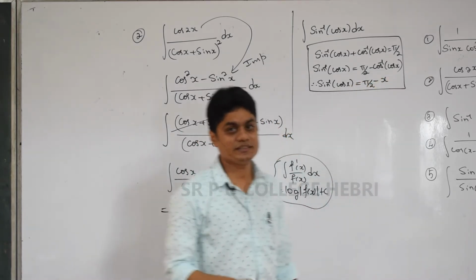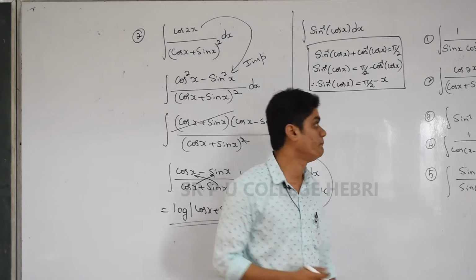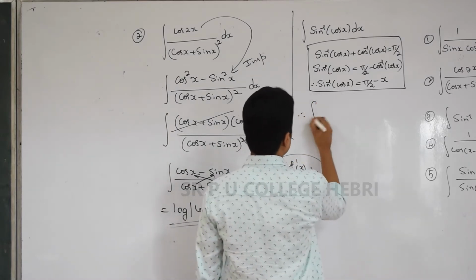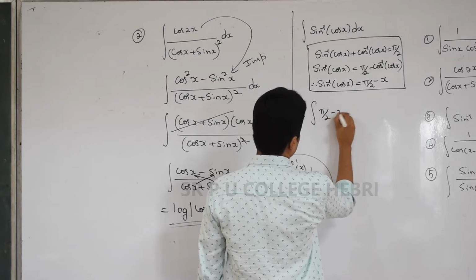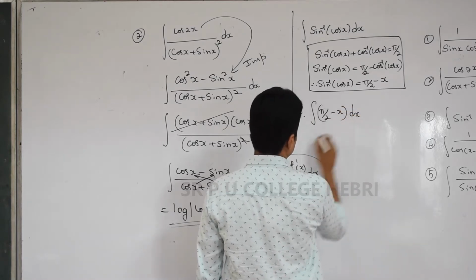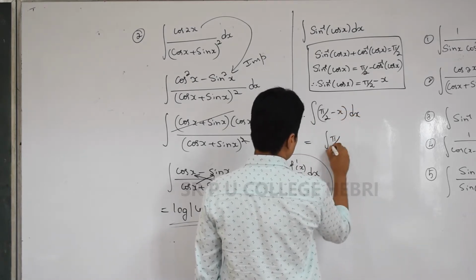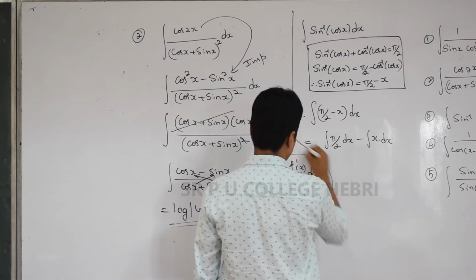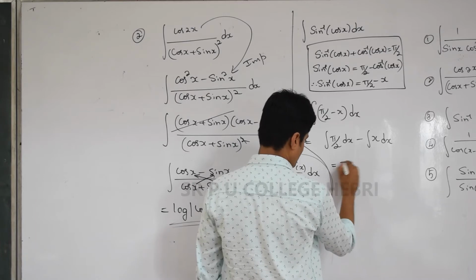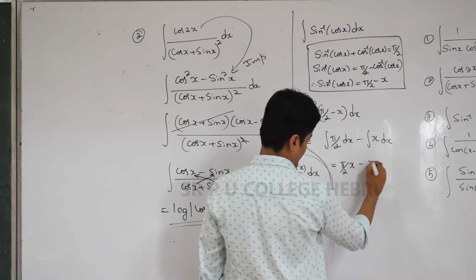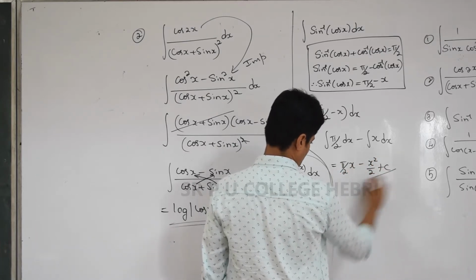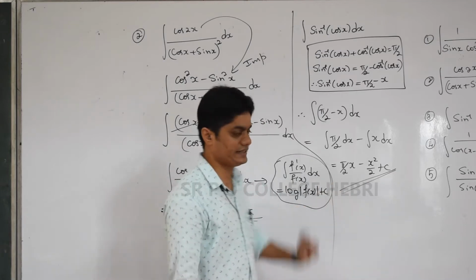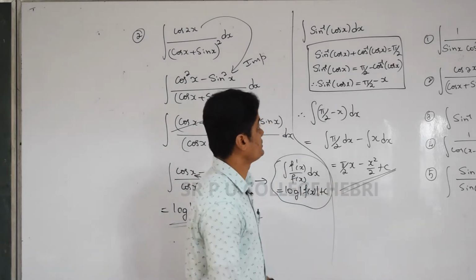Why pi by 2 minus x? Because cos inverse of cos x is x. So the given problem is equal to the integral of pi by 2 minus x dx, that is pi by 2 dx minus x dx. Do you agree with what I am telling? Pi by 2 is a constant, so the integral is pi by 2 into x minus x square by 2, plus c. So this is the integration of sin inverse of cos x.